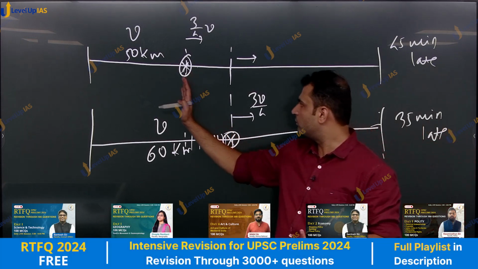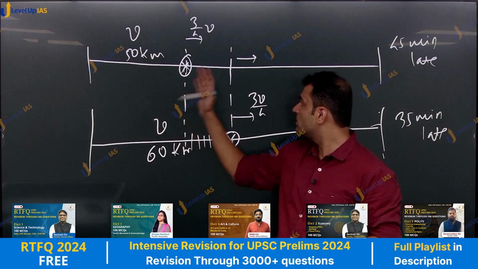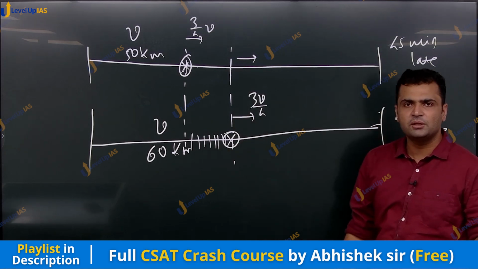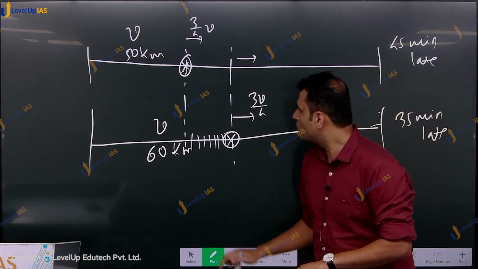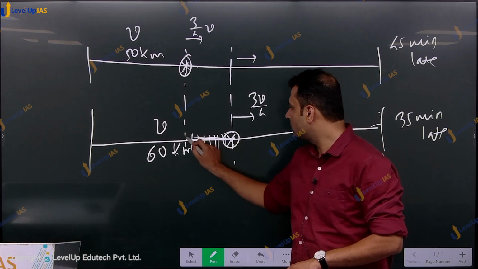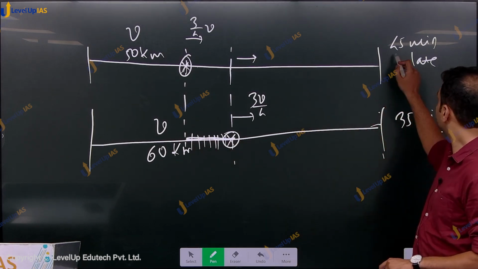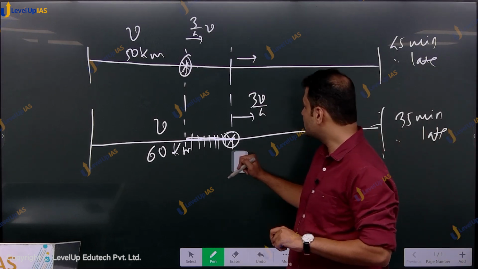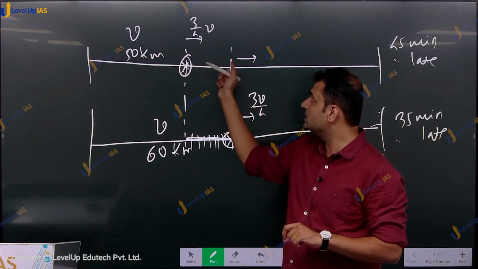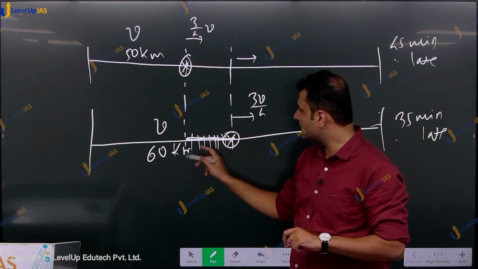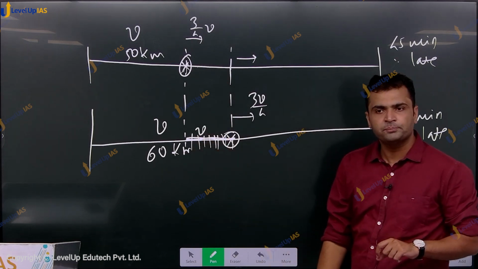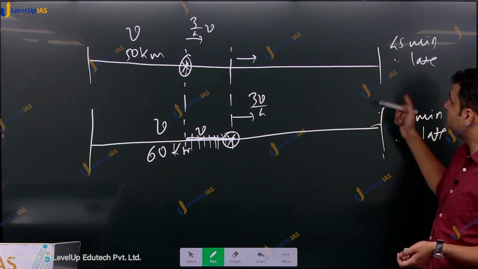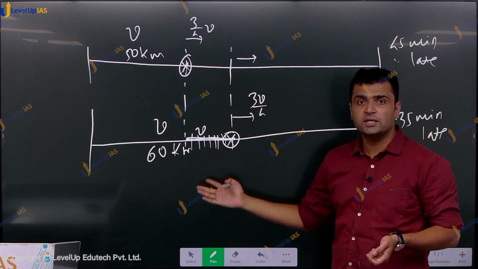Because before this, same speed, same distance. After this, same distance, same speed. So nothing changes. Time required will be the same, distance is the same. So only these 10 kilometers are making this difference, the 45 minutes and 35 minutes. In the first case, the train is traveling this distance at 3/4 V, and in the second case, it is traveling this distance at speed V, and the difference is 10 minutes. This is the only thing that is different in the two cases.